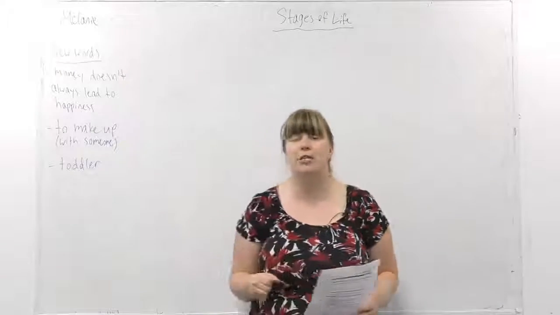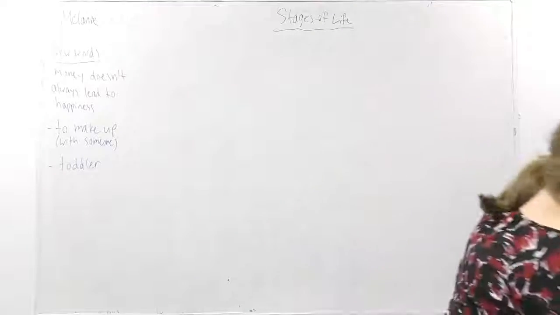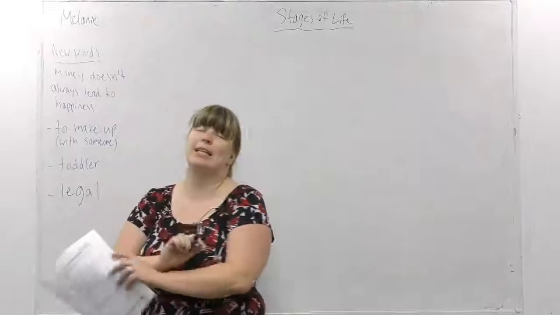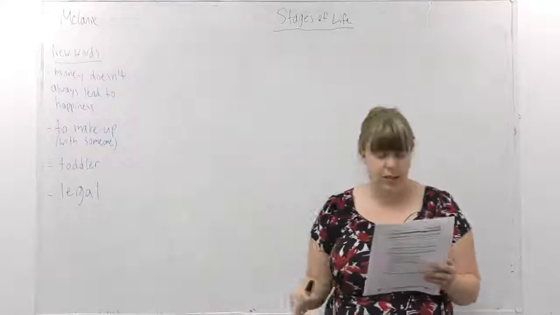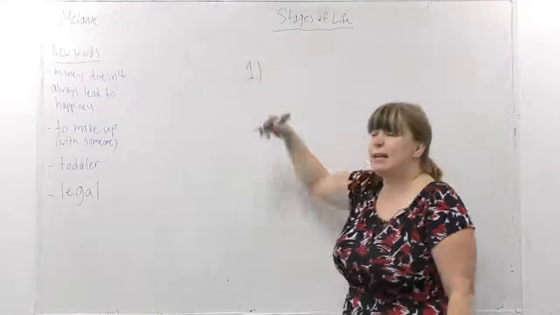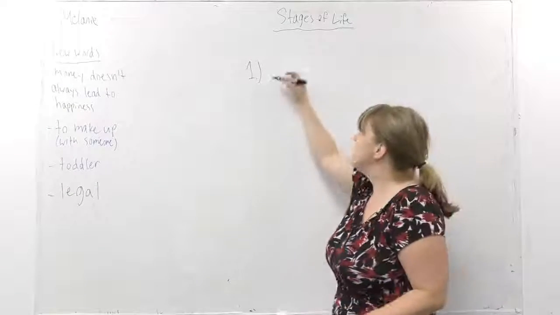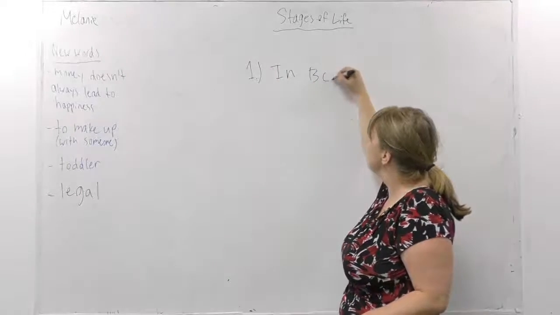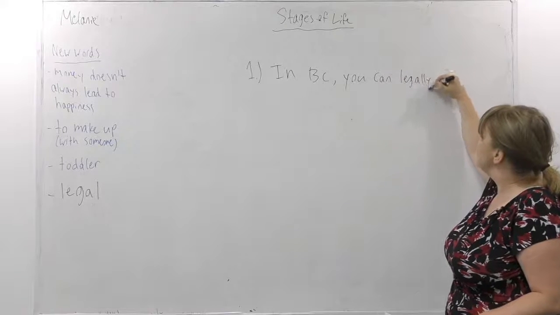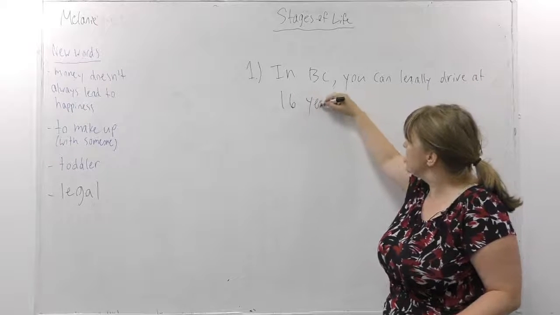Remember the word I taught you yesterday? Illegal. So illegal, against the law. However, legal means it's okay. Like, it's not against the law. It's fine. So what age can you legally drive in your country? So for me, if you're here, by the way, watching the class, please type out your answer. So in BC, you can legally drive at 16 years old.